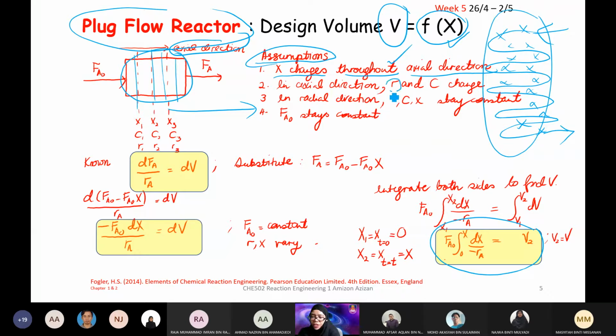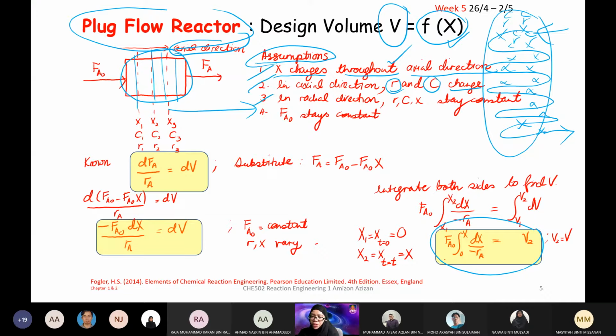In the axial direction, the r and the c also change. The c is the concentration, so for the reactant it will decrease, and for the product it will increase. And that is the second assumption.